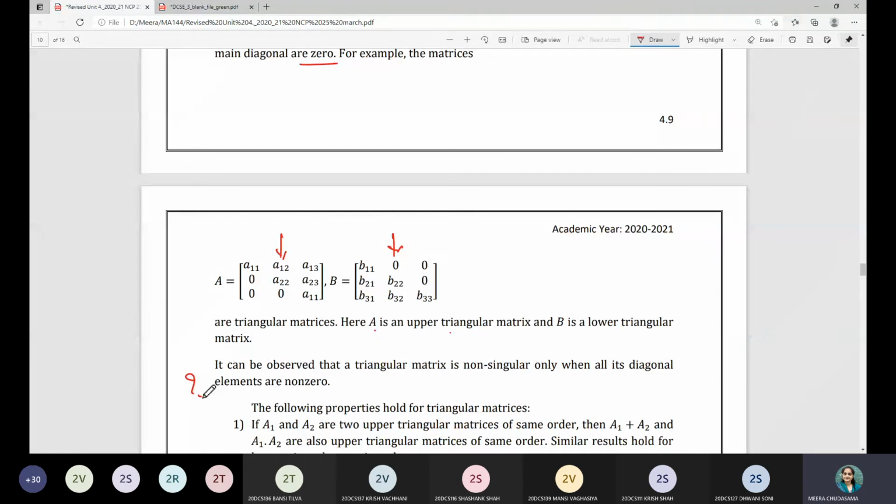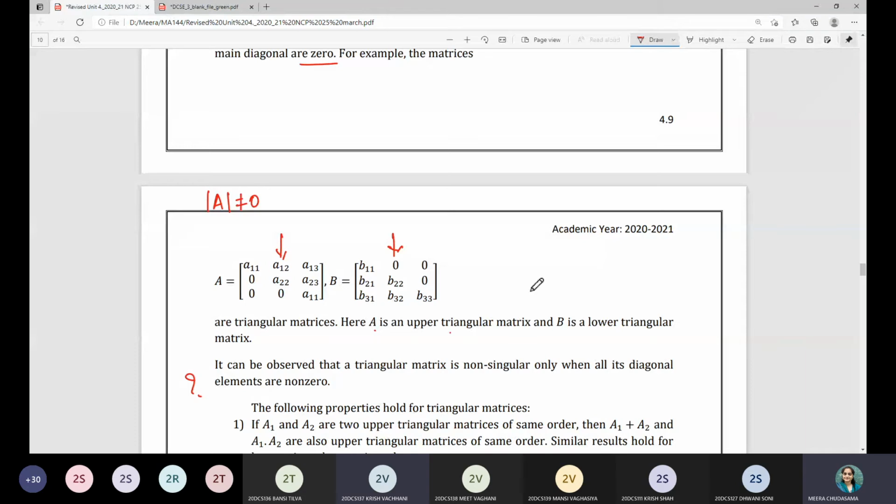Non-singular होना इसका मतलब क्या होगा? Determinant is not equal to 0. So a triangular matrix is non-singular only when all its diagonal elements are non-zero. Why? Because if it is 0, then the determinant will be 0.